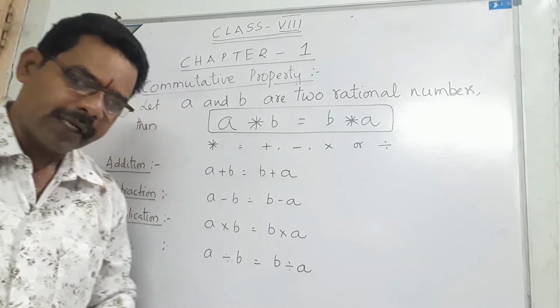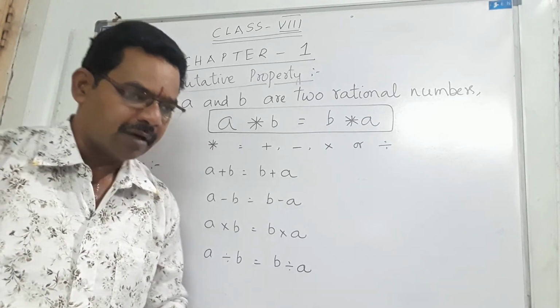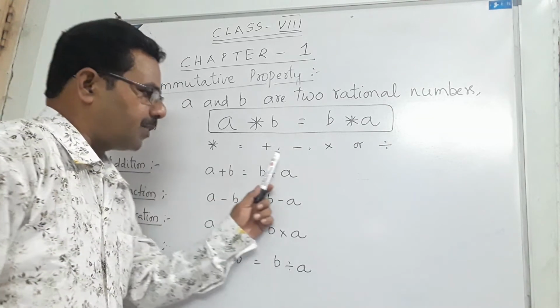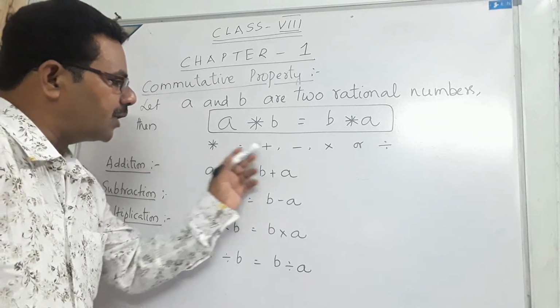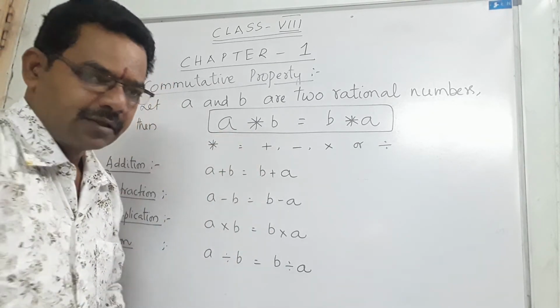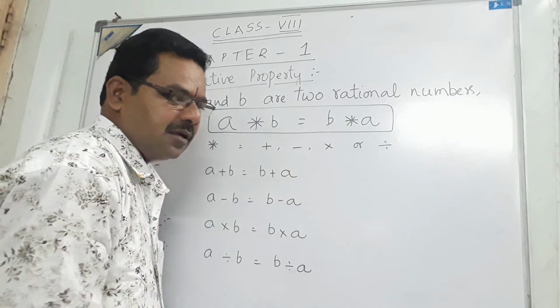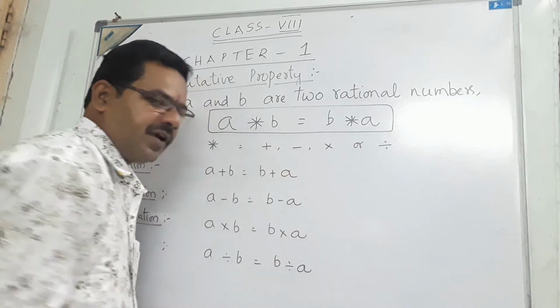This is the general form for any basic mathematical operation. How many basic mathematical operations are there? 4. Addition, subtraction, multiplication or division. So for all of them, instead of star, for addition you can use plus, for subtraction you can use minus, for multiplication you can use into, and for division you can use divided by.